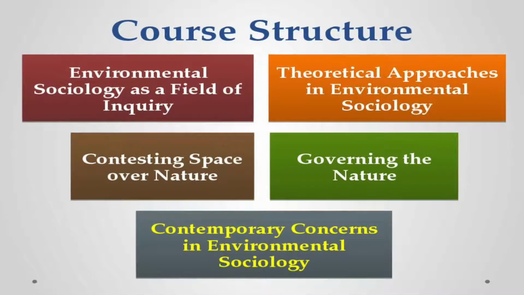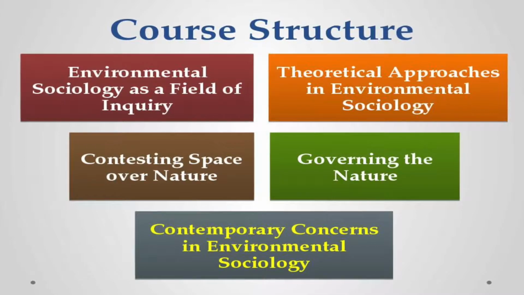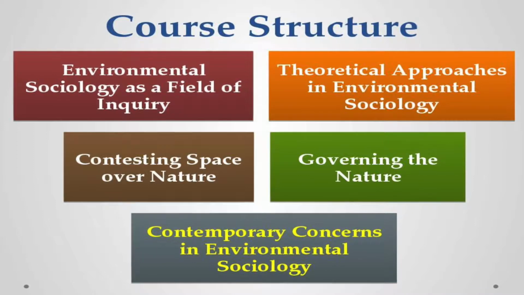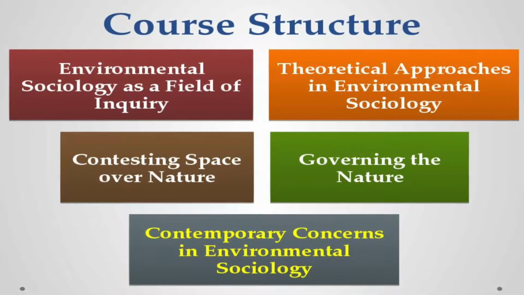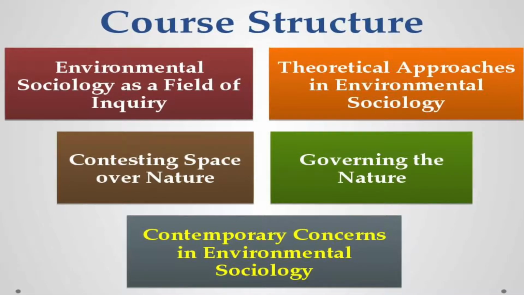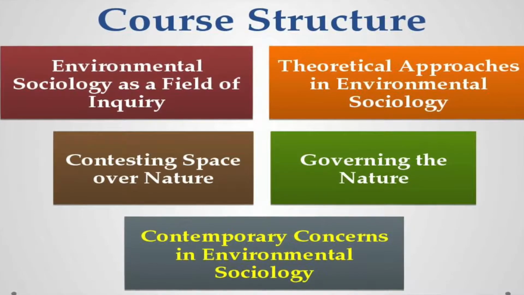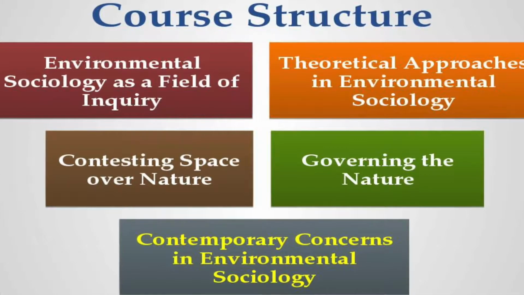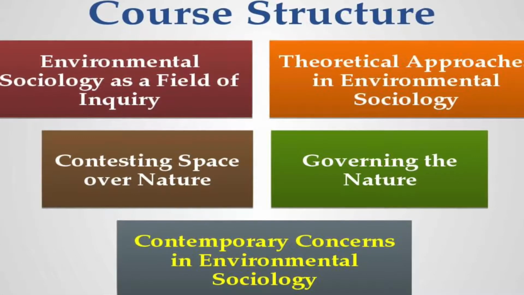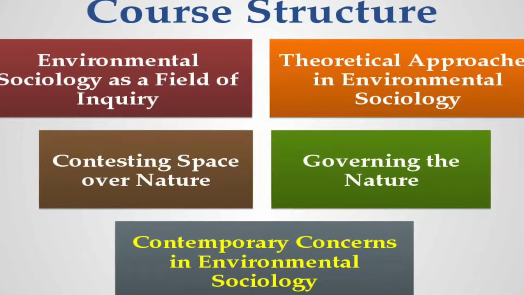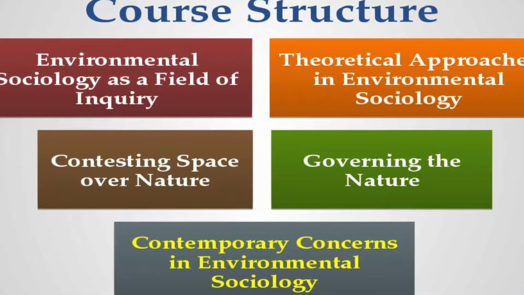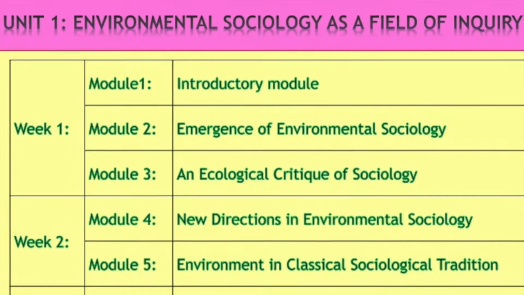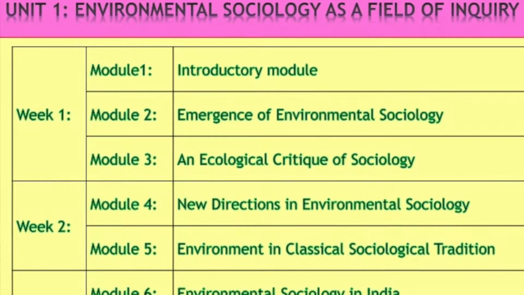The 5 different units which will be covered in the course are: Unit 1, Environmental Sociology as a Field of Inquiry; Unit 2, Theoretical Approaches in Environmental Sociology; Unit 3, Contesting Space over Nature, Environmentalism and Environmental Movement in Global and Local Perspectives; Unit 4, Governing the Nature, Natural Resource Management and Local Communities; Unit 5, Contemporary Concerns in Environmental Sociology. Unit 1, Environmental Sociology as a Field of Inquiry, will be covered in 3 weeks with 6 core modules.